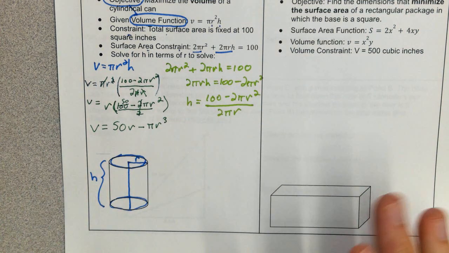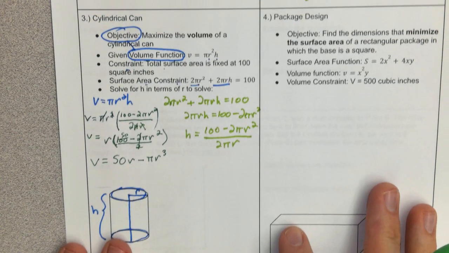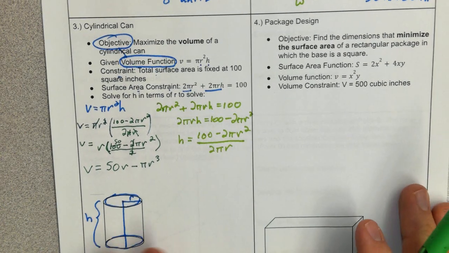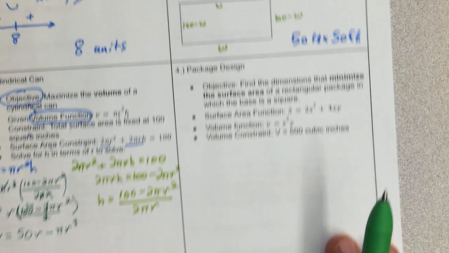And then from there, we would take the derivative, find the critical point just like we've been doing. But I don't want to finish that out. I just want to show you that sometimes we'll need to have two equations and two unknowns. All right. Let's go on to package design here.